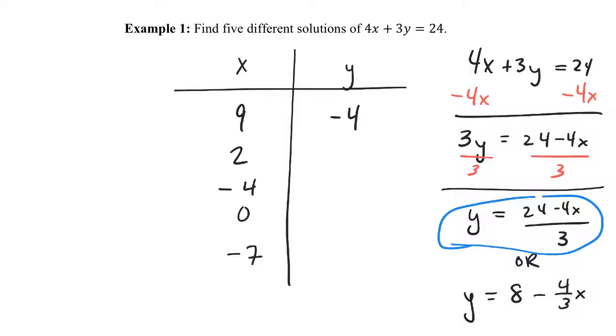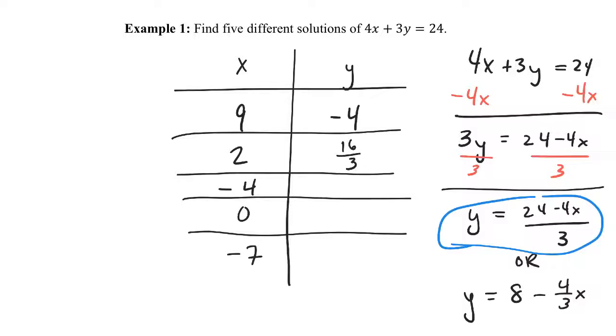So I take the 2 and plug it in over there. 16 minus 3, or 16 over 3 rather. Take a negative 4, it makes it a positive. It's 40 over 3. Take a 0, it becomes 8. Negative 7 is 28, 24. It's going to be 52 over 3. So whatever you got in yours might be different than mine, and if you use the same x, just check your numbers.